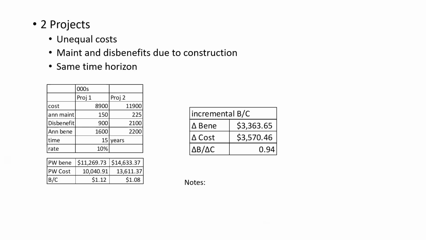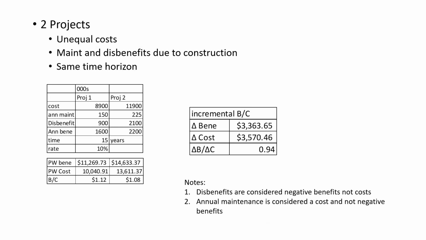So that's the incremental analysis. Notes: disbenefits here were considered as negative benefits, not costs. Again, that's open to interpretation. Annual maintenance is not a cost here. It's a cost here, but not negative benefits. So again, open to interpretations. Therefore, considering all these assumptions, the smaller option is better.